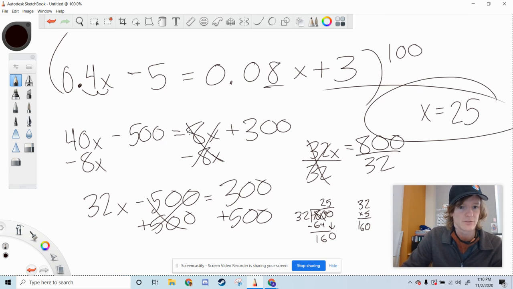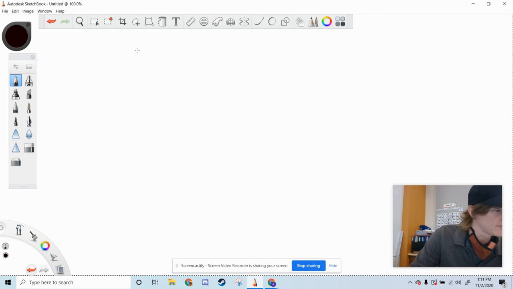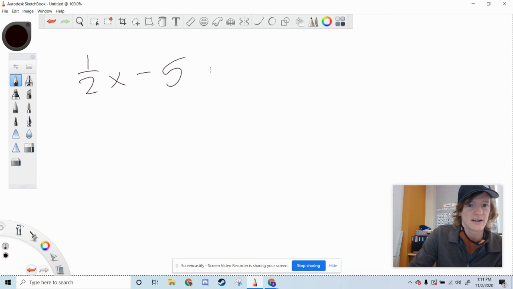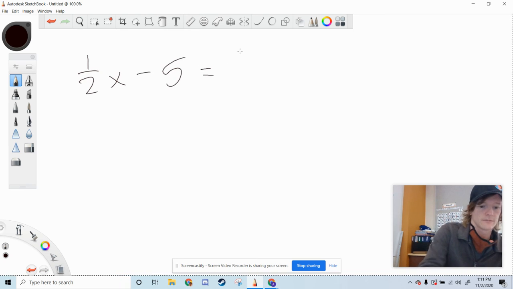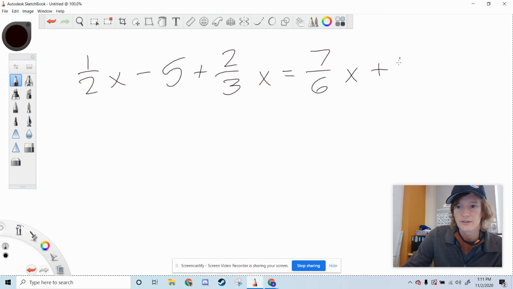All right. So once we did our first step, we should recognize that all of the math that we did is the exact same as what we had in 7.1. We just have this first step where we need to get rid of the decimals, or the fractions. So here's another example. If I have 1/2 x minus 5 plus 2/3 x equals 7/6 x plus 4.